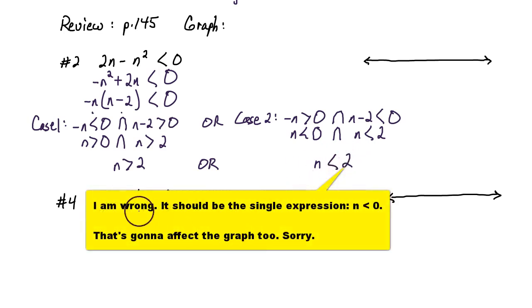Now we can graph. We want to show n is greater than 2 or n is less than 2. So here's 2 with an open circle. Greater than 2 means shade it to the right, and less than 2 means shade it to the left. So everything got shaded except the number 2.